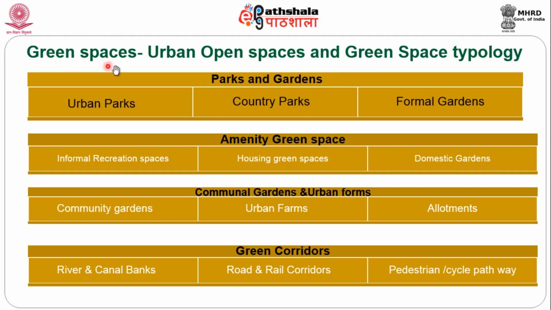So, for a regional level or a country level, parks and gardens can be an urban park, a country park or a formal garden. A country park is something for a state level, they will be considering these aspects. Urban parks, under the city level, they will be considering it. Formal gardens are something they will be considering for the municipality level or the local level. So, parks and gardens are divided formally into state, city and local bodies.